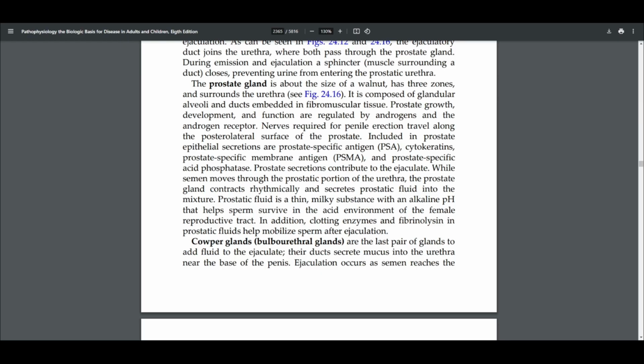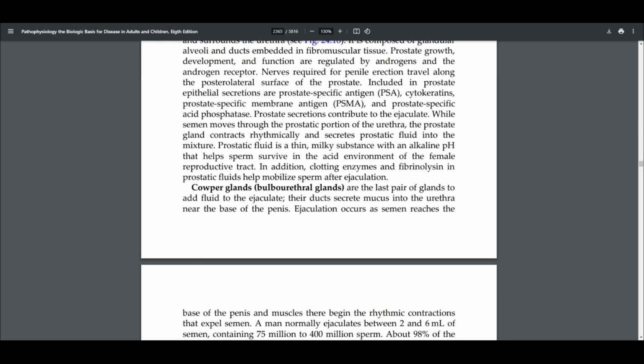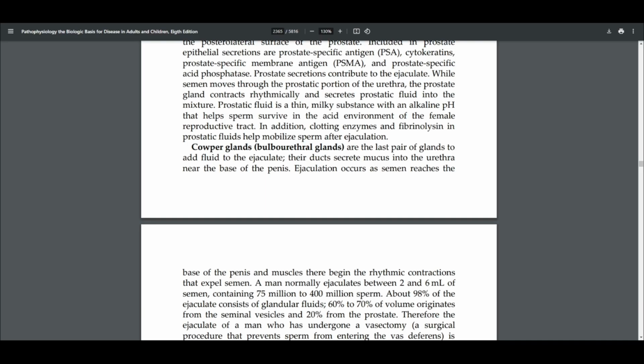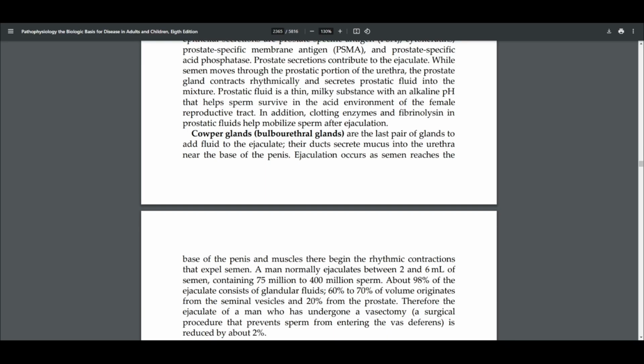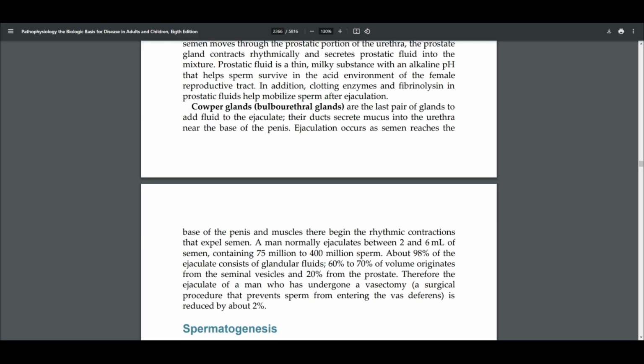Prostatic fluid is a thin, milky substance with an alkaline pH that helps sperm survive in the acidic environment of the female reproductive tract. In addition, clotting enzymes and fibrinolysin in prostatic fluids help mobilize sperm after ejaculation. The Cowper glands are the last pair of glands to add fluid to the ejaculate. Their ducts secrete mucus into the urethra near the base of the penis.